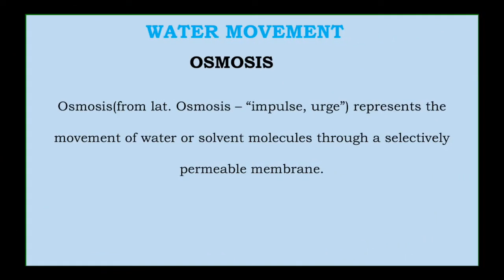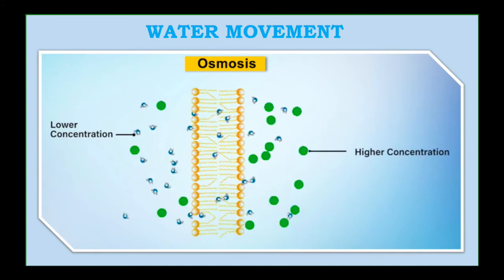Now, osmosis. It is derived from a Latin word called osmos. Osmos means impulse or urge. It represents the movement of water or solvent molecules through a selectively permeable membrane. The direction of this movement is from a lower concentration to a higher one.